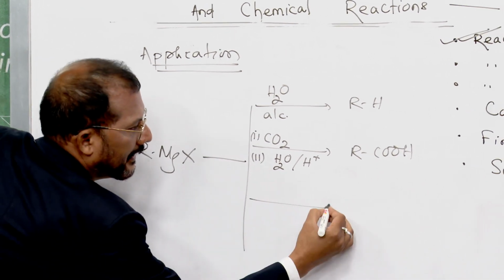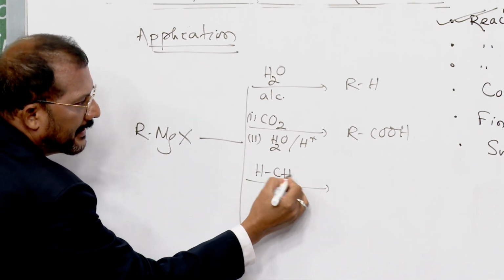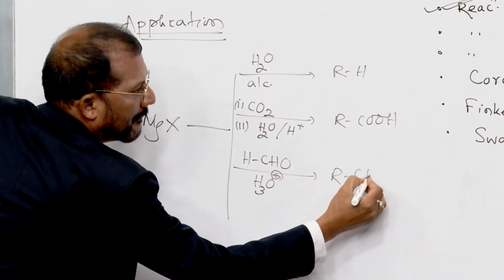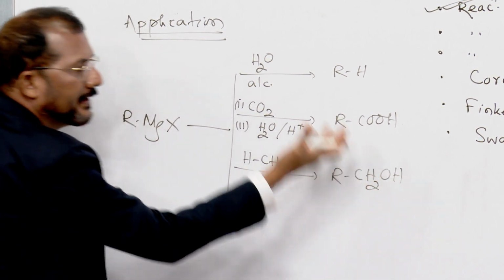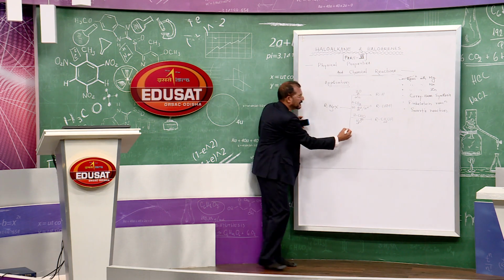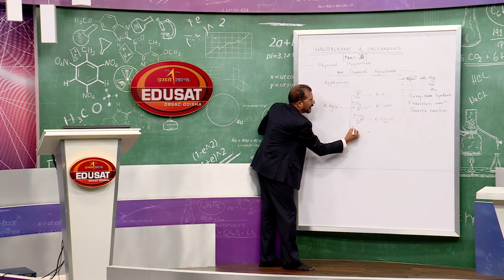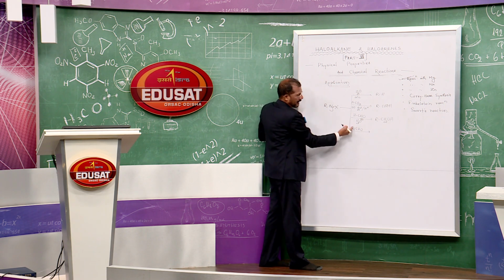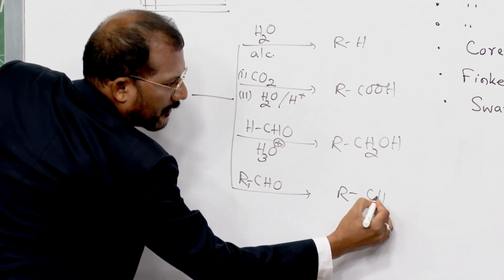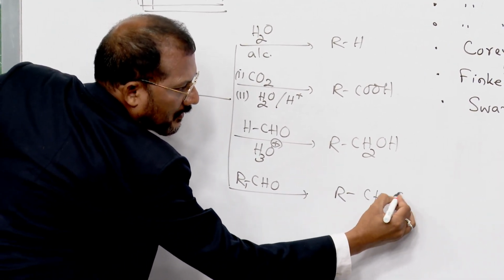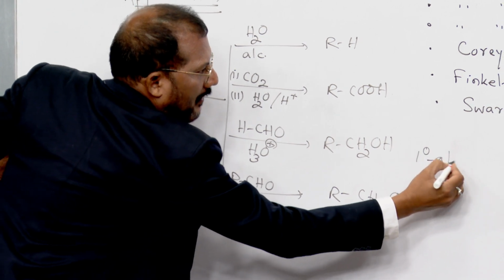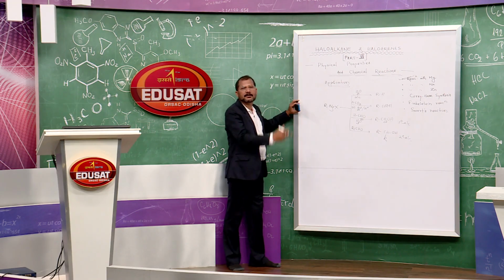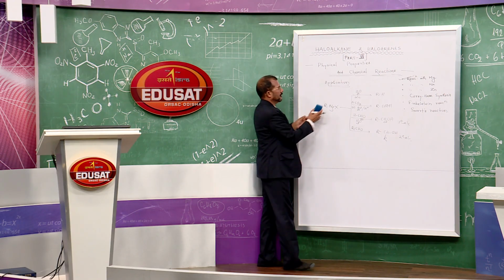Grignard's reagent in presence of formaldehyde and subsequent hydrolysis produces a primary alcohol. We will be reading in alcohol topic. Grignard's reagent in presence of any other aldehyde, suppose it is R1CHO, then R and R1 both come and we get R R1CHOH. This is a primary alcohol and this is a secondary alcohol. This is Grignard's reagent.